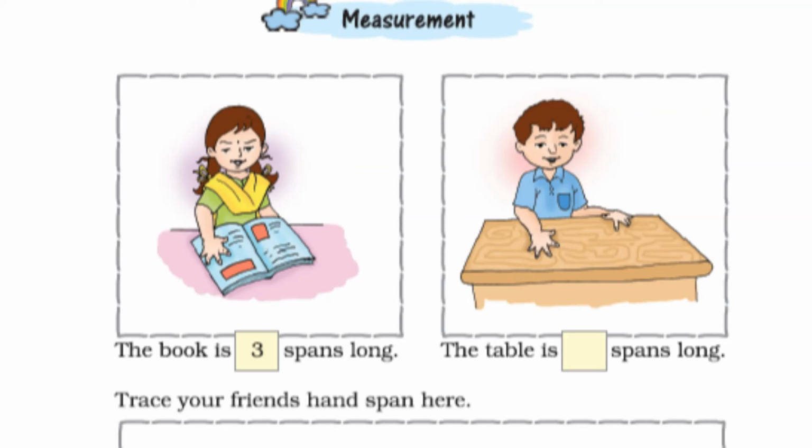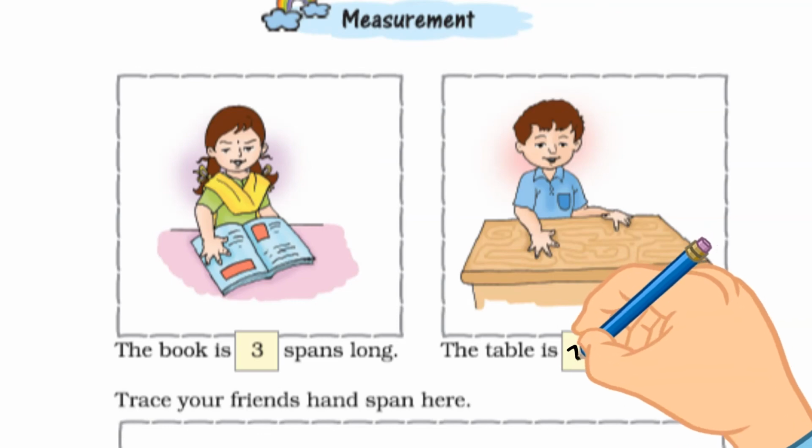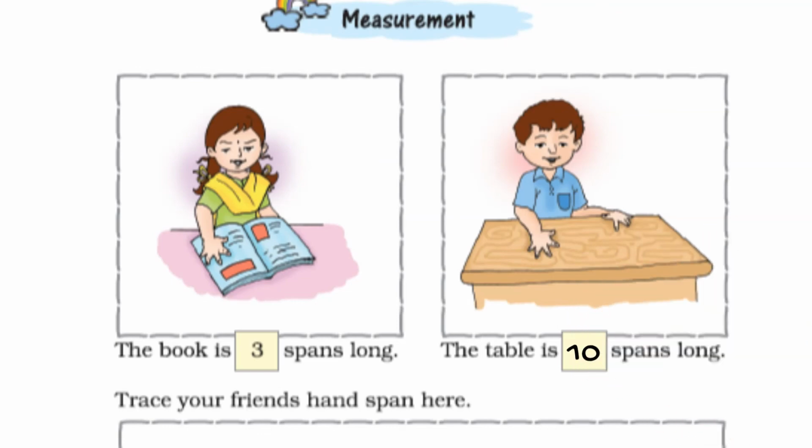I am going to answer how long my table is, and I am going to write my answer in that box. So my answer is, my table is 10 spans long. Okay, trace your friend's hand span here. Hold your friend's hand, span it with your hand palm, and measure those palms. Count how many palms cover the whole hand. That much count you are going to mention here.